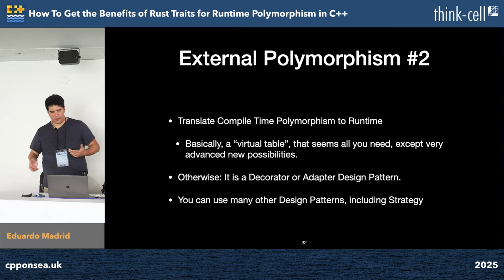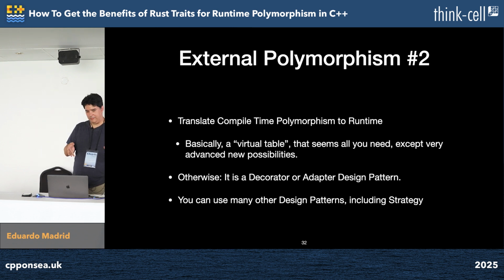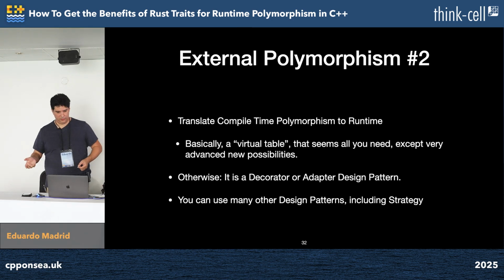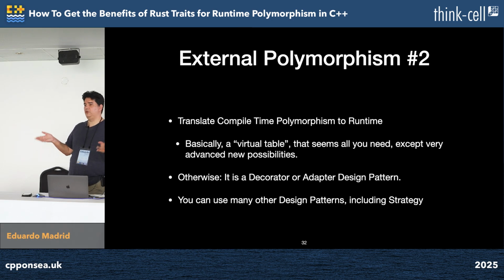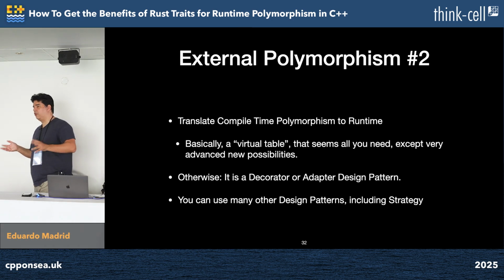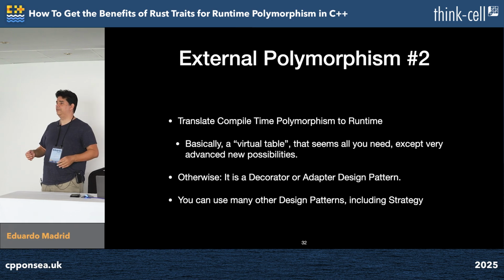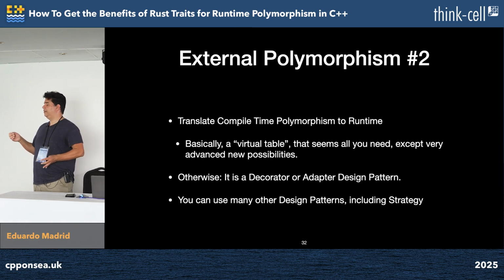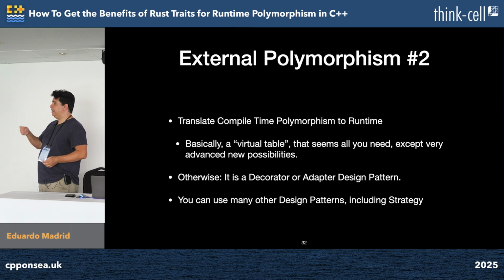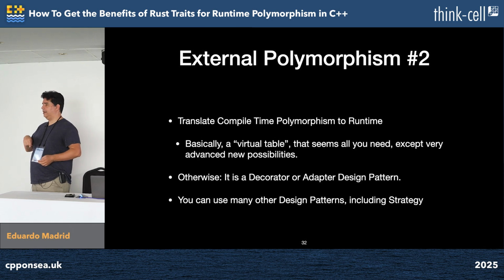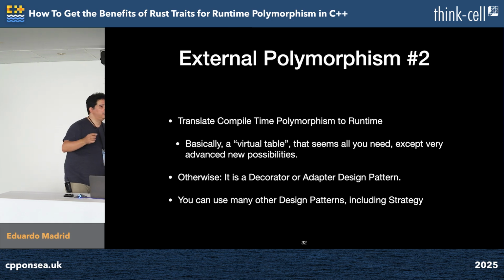Now, what is it that we're going to be doing? We're going to be using the extraordinary capabilities of C++ for compile-time polymorphism to translate them to runtime polymorphism. Basically, it seems that all you need to do is to have the normal mechanism for runtime polymorphism in the standard language itself, the feature of inheritance and virtual that relies on a virtual table, as you know.